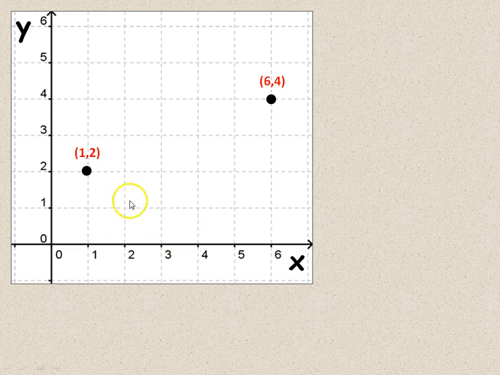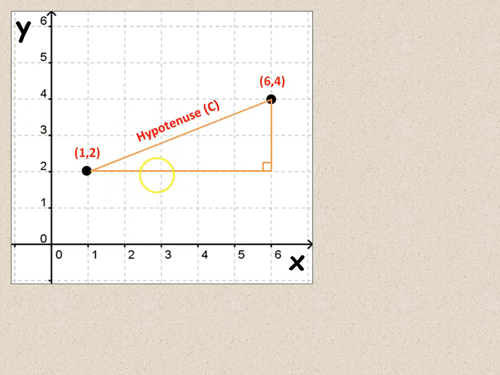Now, it's not readily apparent how to calculate this distance between 1, 2 and 6, 4. I could certainly walk 1, 2, 3, 4, 5 to the right and then 2 up, but it's better if I drop my right triangle right down there, and this is what you guys are going to be doing. And using the right triangle, you can use your knowledge of the Pythagorean Theorem to find the hypotenuse of the triangle, and notice that the hypotenuse is the exact distance between the 2 points.